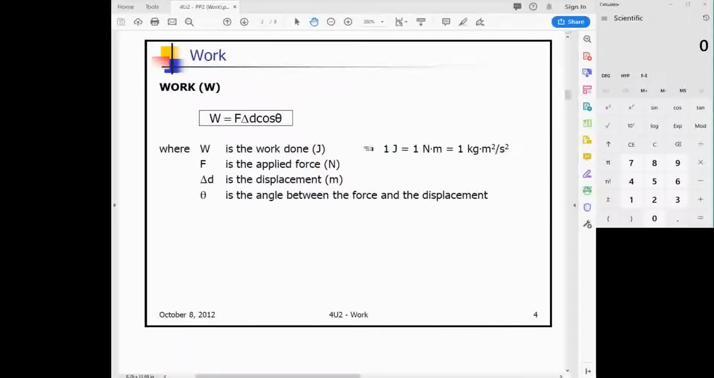So that gets us to this equation here. You can copy this as well. When we're looking at work and the force is applied at an angle, the work function would be work equals force times displacement times the cosine of theta.